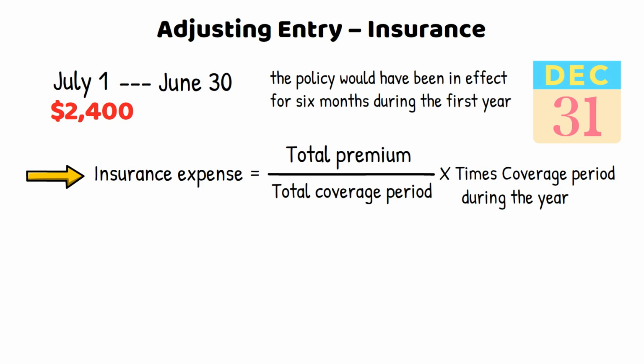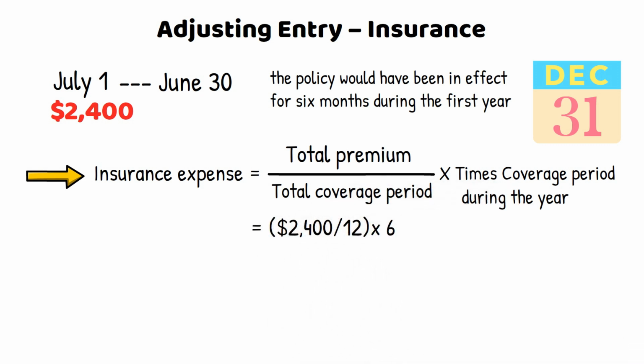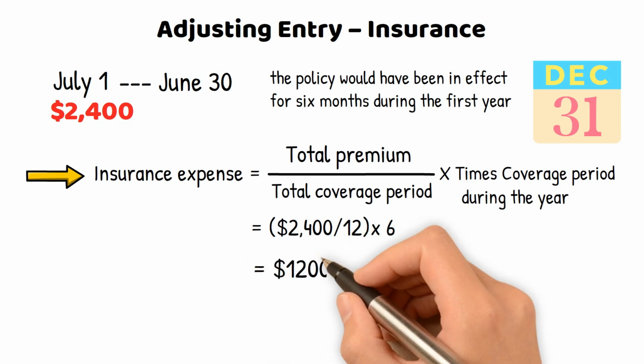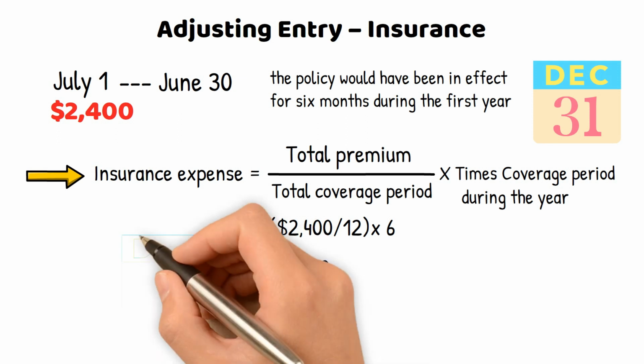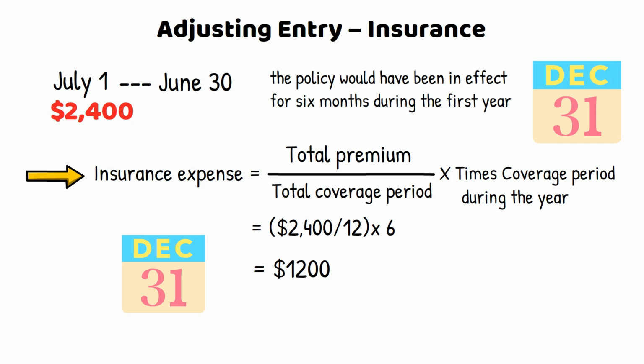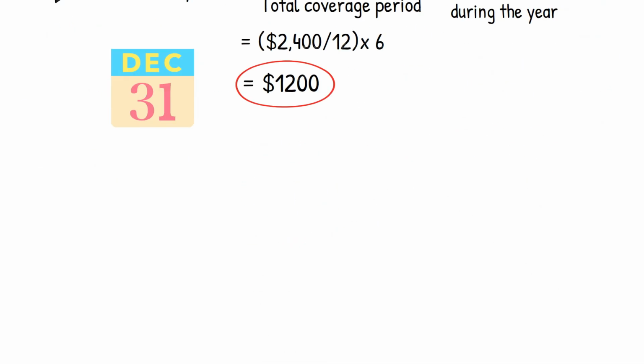Or, insurance expense equals $2,400 divided by 12 months times 6 months. This makes the insurance expense $1,200. Therefore, the insurance expense on the annual income statement for the first year ended December 31st would be $1,200.